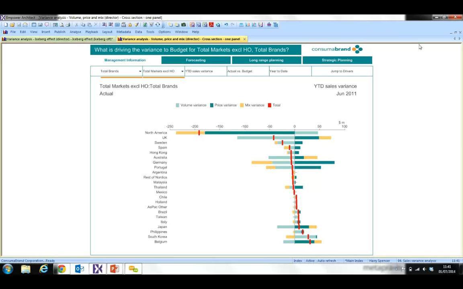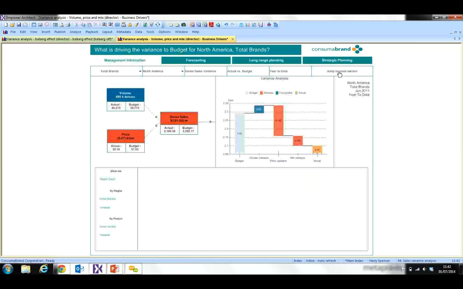So if we want to take this further and investigate this data in more detail, what we can do is pick the particular country that we want to look at. So say North America, for example. If I click on North America and then go to the button here called Jump to Drivers, I can then look at a screen which helps me understand what is going on within the North America business. So I've transmitted from the previous panel the fact that I want to explore North America.